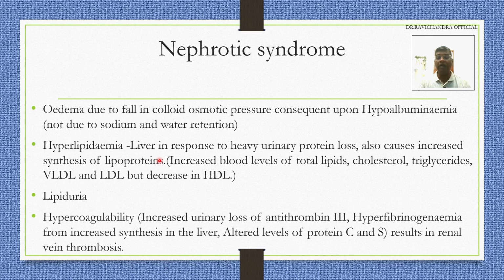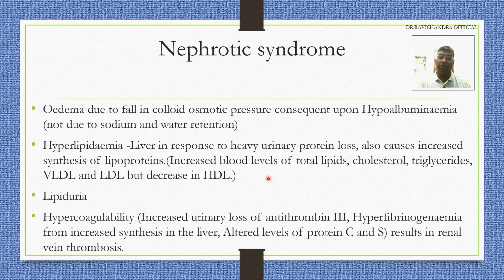Coming to the hyperlipidemia, the liver, in response to the heavy urinary protein loss, as there is heavy, selective proteinuria, there will be increased synthesis of lipoproteins, and there will be increased blood levels of total lipids, cholesterol, triglycerides, VLDL and LDL. But if you see the report, there will be decrease in the HDL. So except the HDL, all other lipoproteins will be raised. Only HDL will be decreased, and it results in hyperlipidemia, which is a feature of nephrotic syndrome.